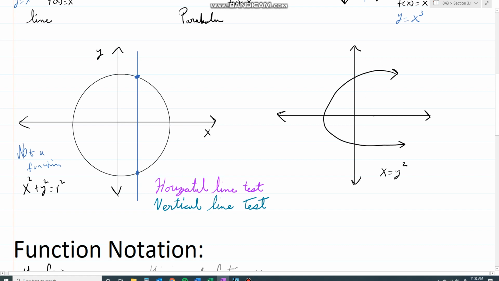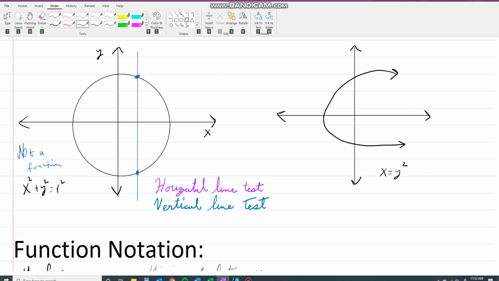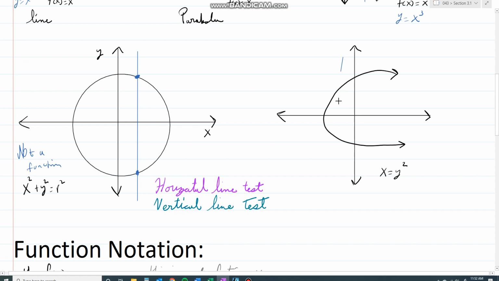All right, what about this sideways parabola over here? We have x equals y squared. Again, I can draw a vertical line anywhere on there, and it's going to cross twice. So we can see this is not a function, okay? It doesn't mean that I can't describe it mathematically. It just means it doesn't fit the definition of a function.